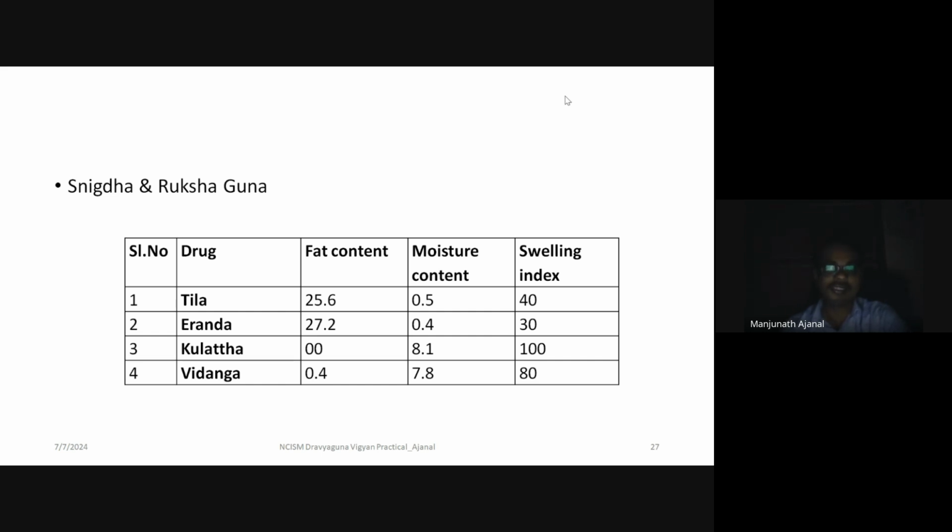That indicates the Snigdhatva will be more in Tila and Eranda compared to the non-Snigdha dravyas. And moisture content 0.5, 0.4, 8.1, and 7.8. Here the Ruksha Guna dravyas usually have more moisture content because the Rukshatva is ready for absorbing water. So that is what we have seen in this practical. Tila was 0.5, Eranda 0.4, and Kulattha and Vidanga are Ruksha dravyas. They absorb more water, so the moisture contents are more here. Swelling index, Tila and Eranda were 40 and 30, and the swelling index was very high in Ruksha Guna dravya, that is 180. So that is what we observed, and what the students need to learn.